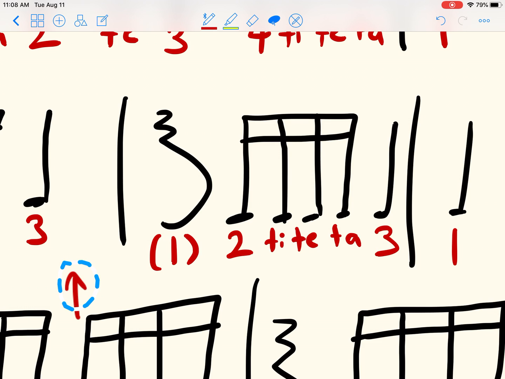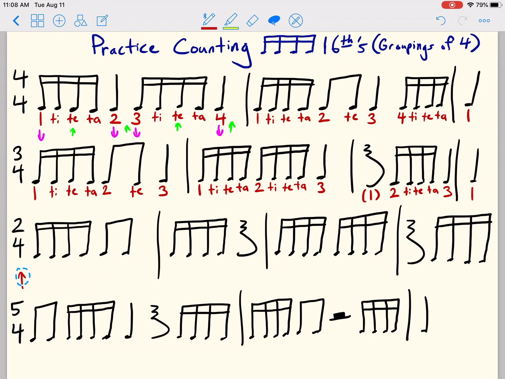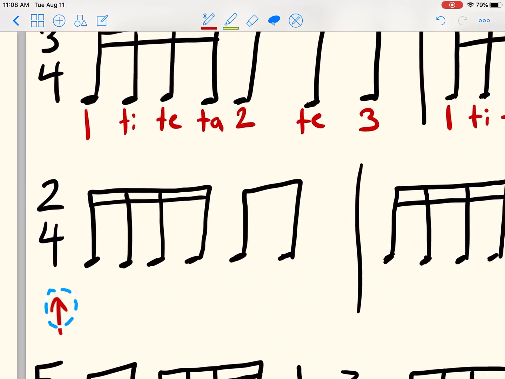1, 2, 3, 1, ready, go. 1, 2 T theta, 3, 1. Try it again. 2, 3, 1, ready, go. 1, 2 T theta, 3, 1. Great. Let's go ahead and try some exercises in 2/4 time.